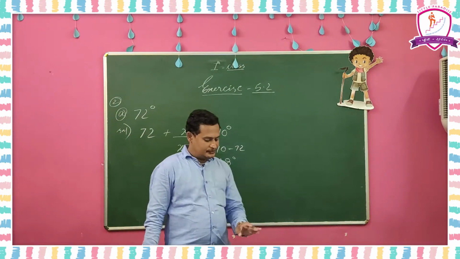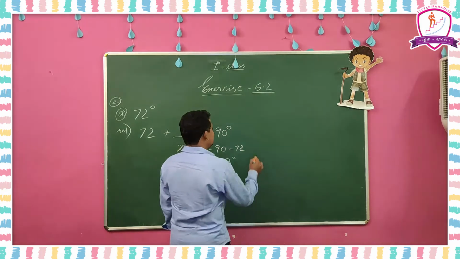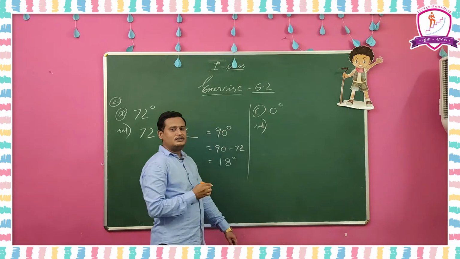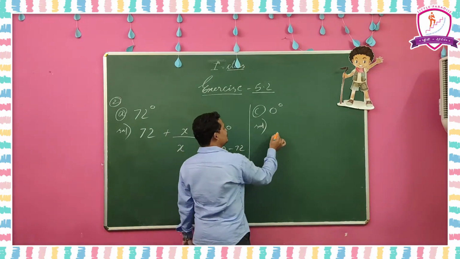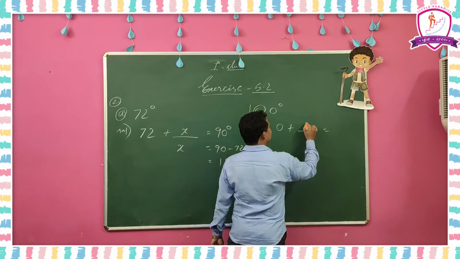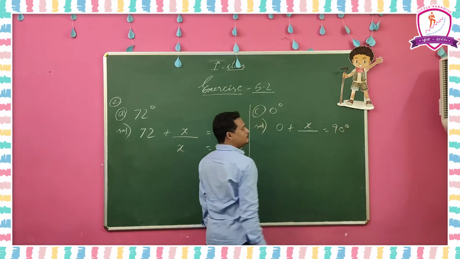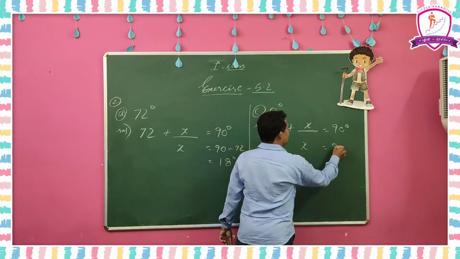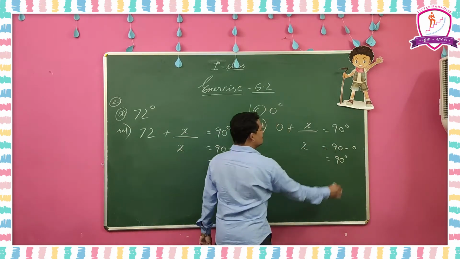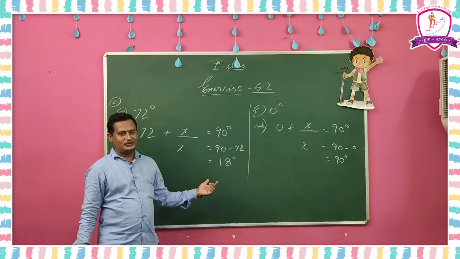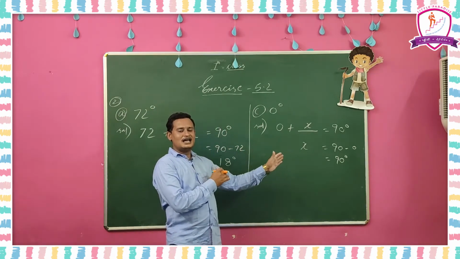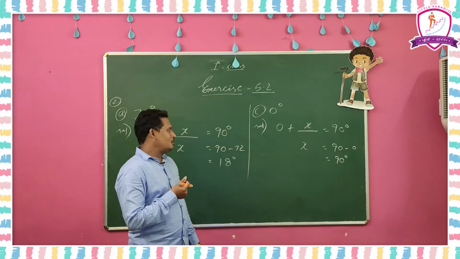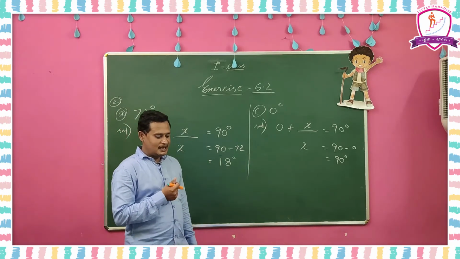Now, observe question C here, where 0 degrees is given. What is the complement for 0? 0 plus x is equal to 90. What should be added to 0 so that we will get 90? So, x is equal to 90 minus 0, which is 90. So, 90 is the complement for 0. When we add the 0 angle and the 90 degrees angle, we get the complementary angle. Like that you have to complete the remaining ones also.